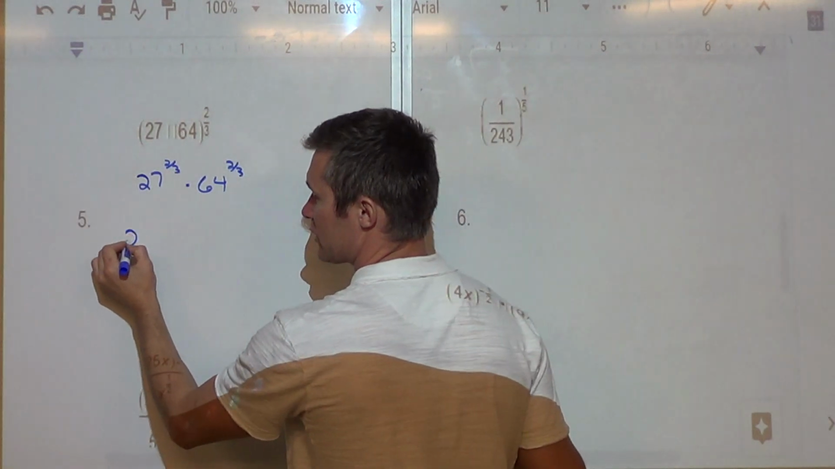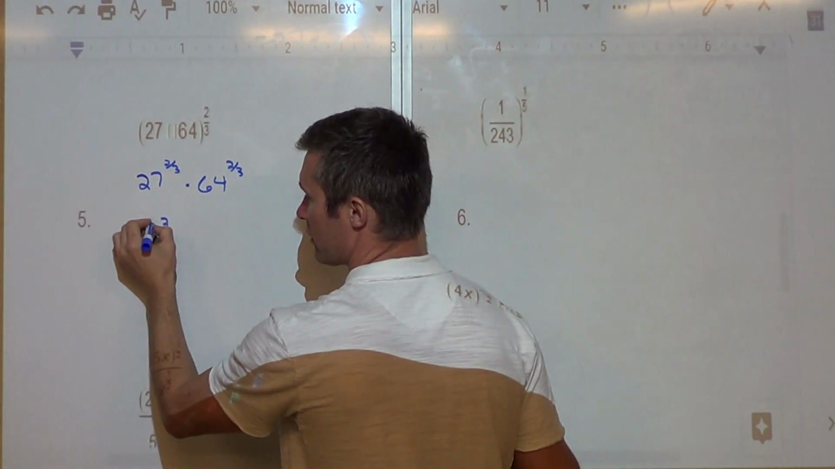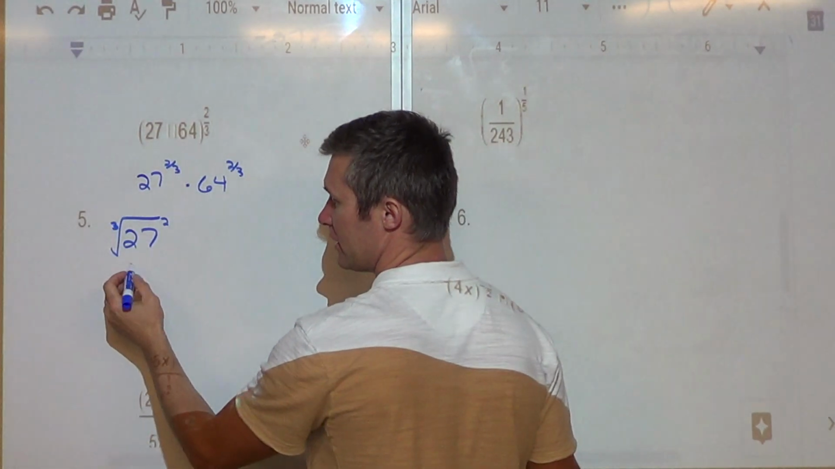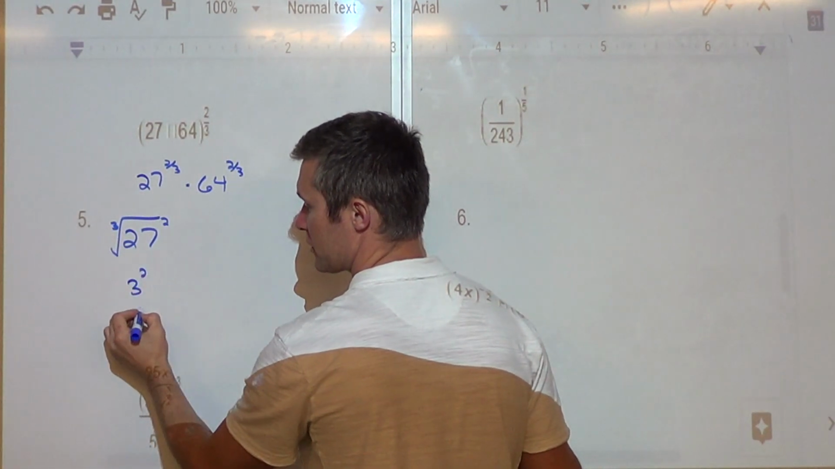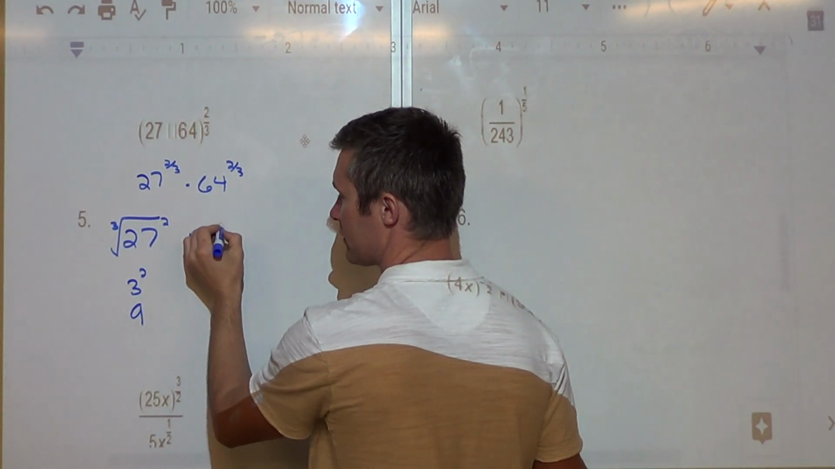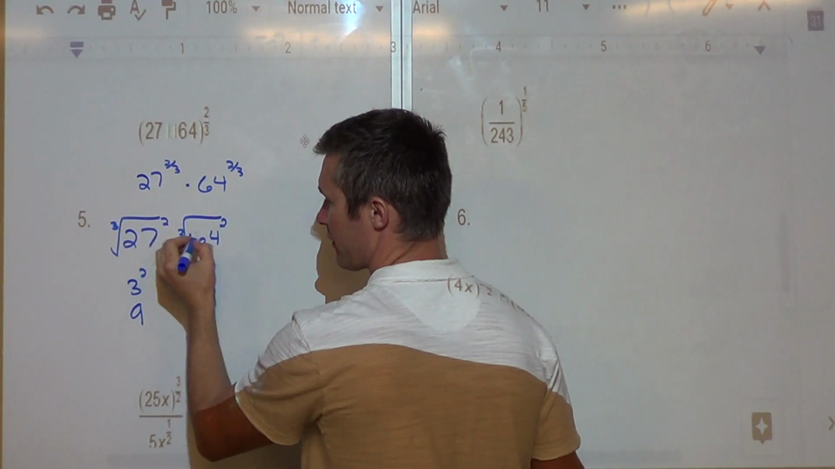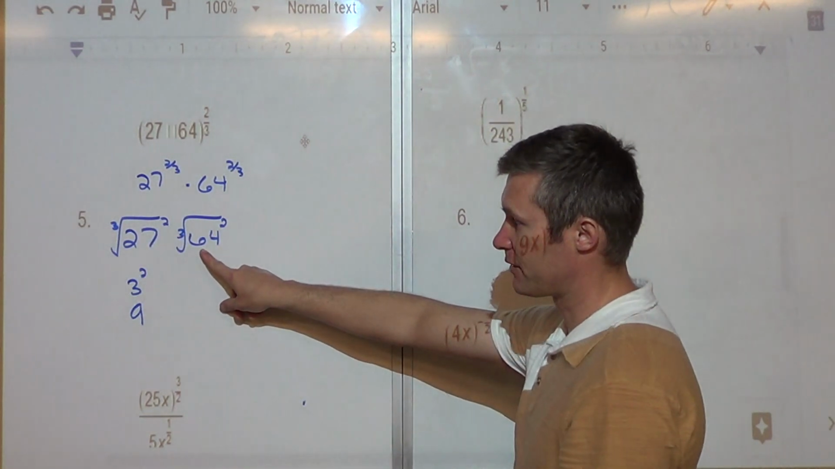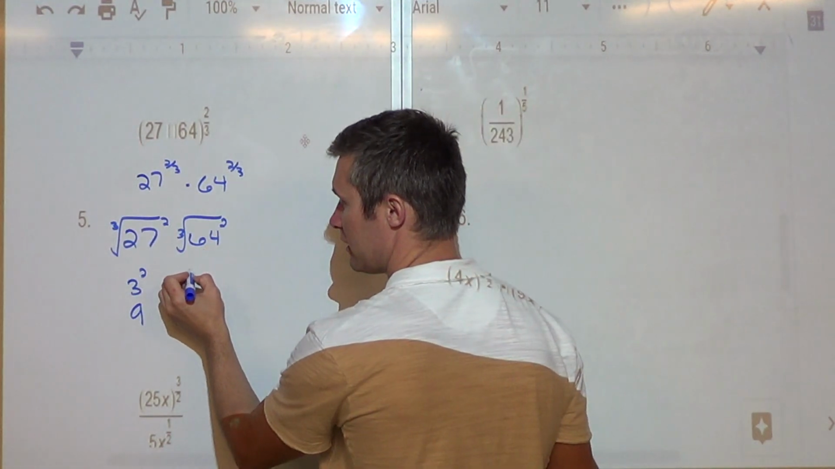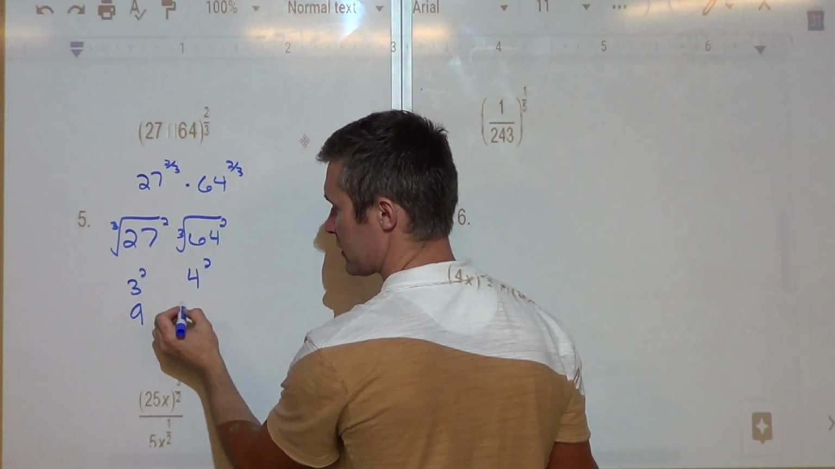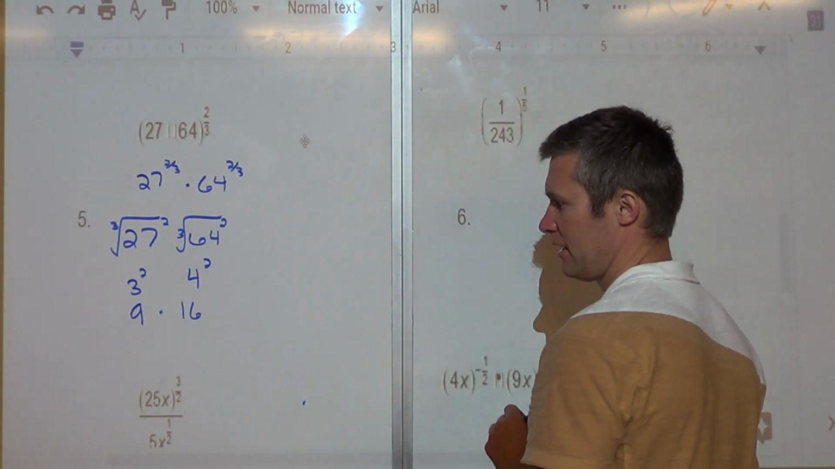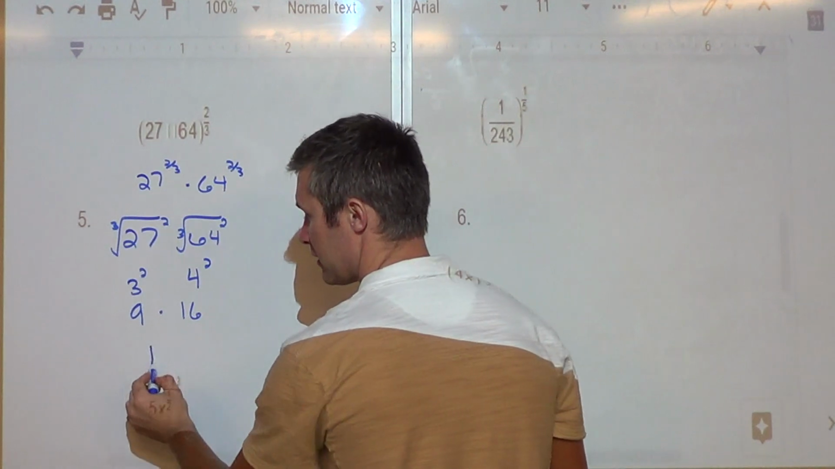So what this means is that's 27 to the 2nd power, root of 3. We already said the third root of 27 is 3, squared, which is 9. Same thing here. So it's 64 to the second power, root of 3. Again, what's a root of 3? We need a group of 3, so that would be 4 to the second power, which is 16. So then 9 times 16 is 144.